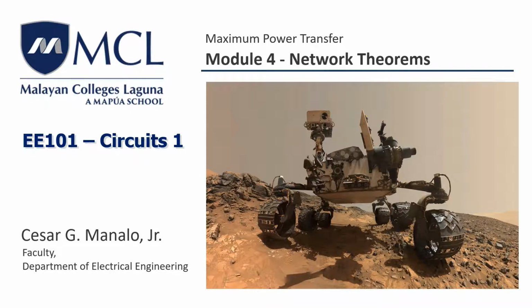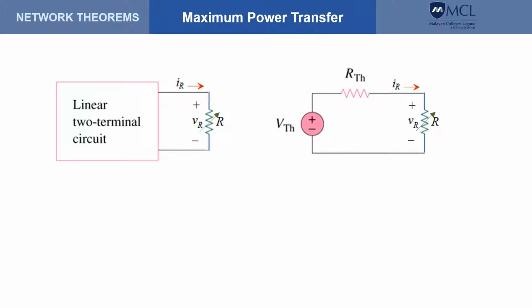In this video, we'll talk about one application of Thevenin's theorem, and that is the maximum power transfer. Let us say that we have a scenario where a variable resistance is connected to a linear two-terminal circuit. A variable resistance is a resistance whose value we can change. I've redrawn that circuit here, where the linear two-terminal circuit is drawn as a Thevenin's equivalent.